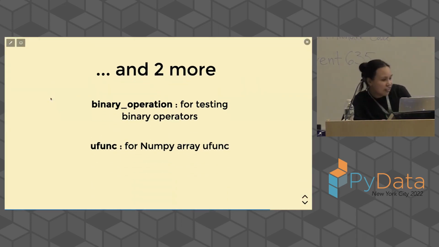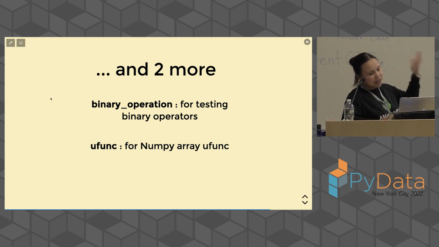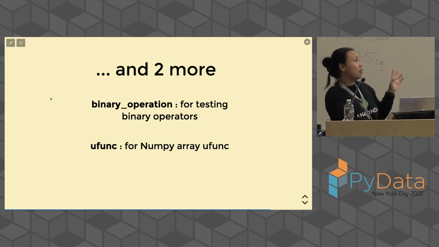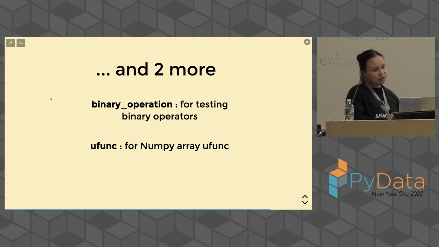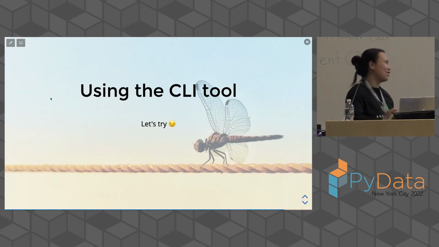So there's a lot of Ghostwriter. There's actually two more, but I won't dive into detail here. There's one that tests for a binary operation, but I personally don't write custom binary operations that often, so I'm not going to dive into it. Also ufunc, so if you use NumPy, it also has the ufunc to test the NumPy array ufunc for you, so it's useful if you use NumPy, but I won't go into the detail. You can check the documentation if you really want to know.